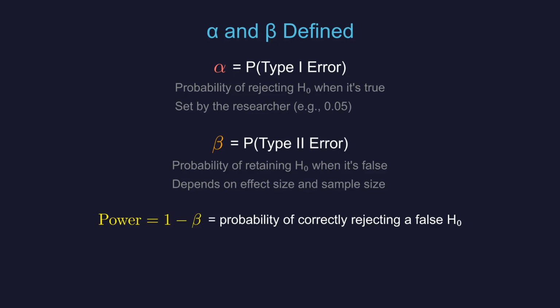Power equals 1 minus beta. It's the probability of correctly rejecting a false null hypothesis. In other words, power is the ability to detect a real effect when one exists.